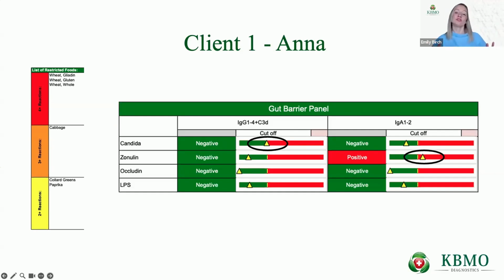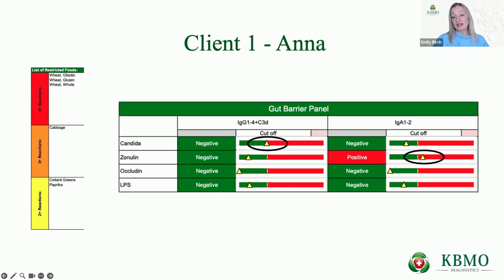So what I want to talk to you now about is what they mean. Essentially, as you look at the gut barrier panel, you can see the markers that we're testing down the left-hand side, and each marker goes in a horizontal strip, okay? So the result for Candida is that top strip left to right. The result for zonulin is that second strip left to right, and so on and so forth.